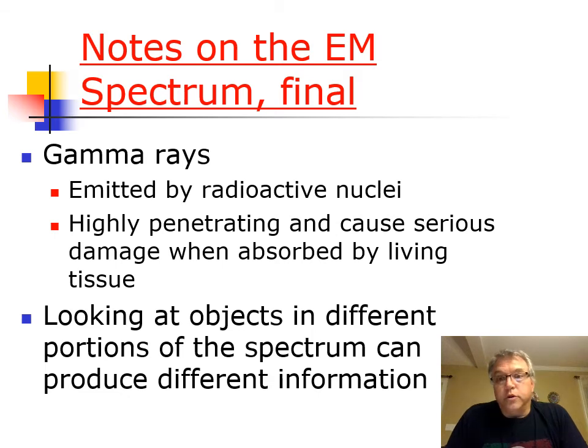The final portion of our electromagnetic spectrum are gamma rays. Now, gamma rays are the highest energy portion of the spectrum. They have more energy than other forms of electromagnetic radiation.